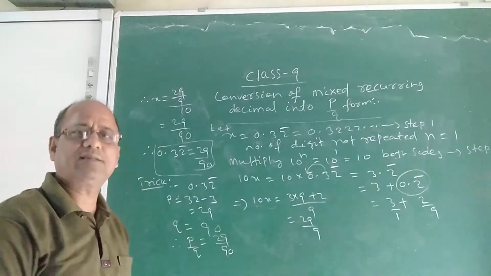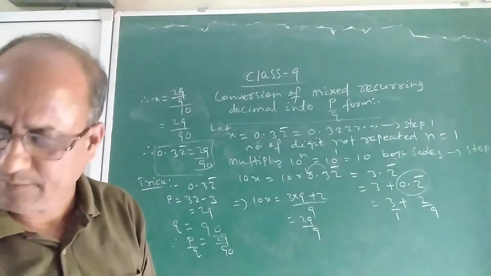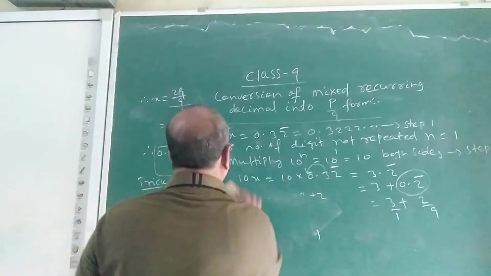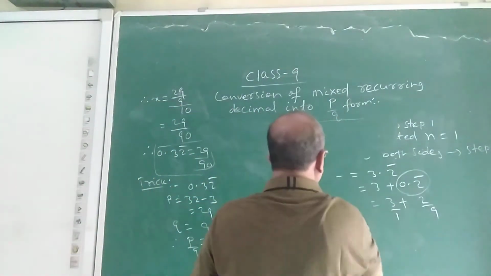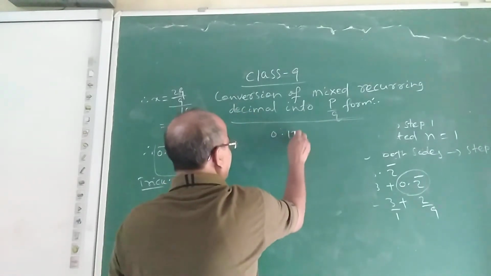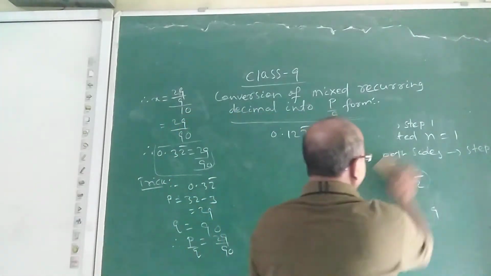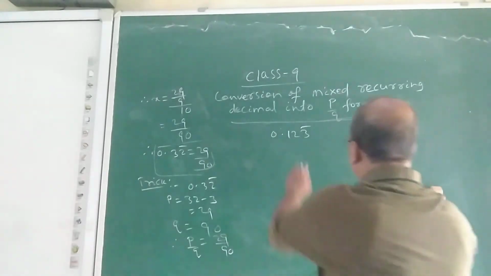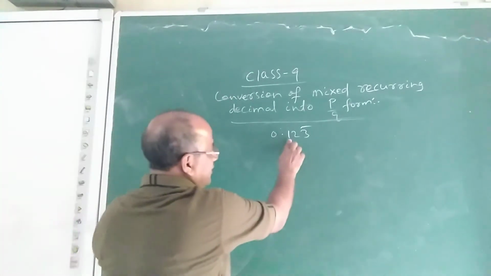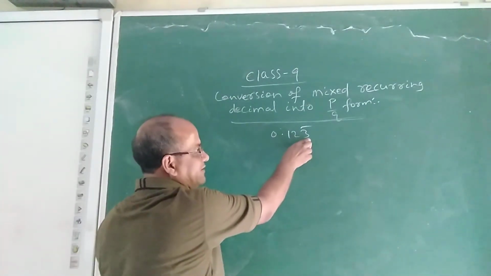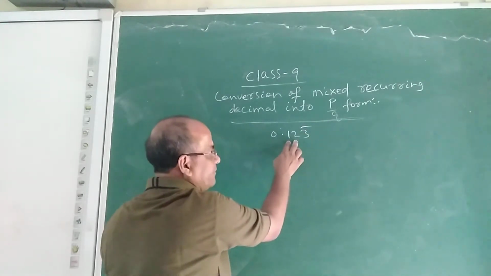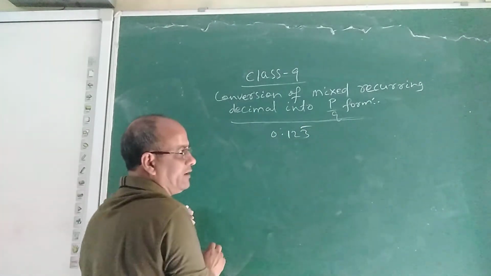See, I will discuss another example so that you will understand it better. Let me take one more example. Suppose you want to convert 0.123 bar. See children, let us see how to do this one. This is also a mixed recurring decimal, because here two digits are not repeated, and one digit is getting repeated. The bar is on the top of 3. So 3 will be repeated and these two are non-repeating. Hence it is no doubt a mixed recurring decimal.